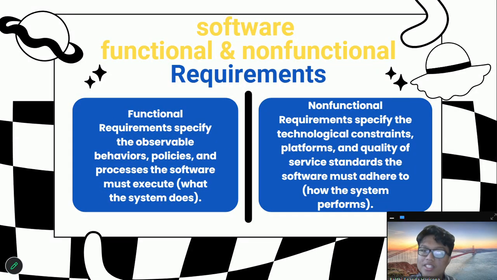Okay, next we have the functional and non-functional requirements. The functional requirements specify the observable behaviors, policies, and processes the software must execute, or to put it lightly, what the system does. And also the non-functional requirements specify the technological constraints, platform, and quality of service standards the software must adhere to. To put it lightly, it is how the system performs.